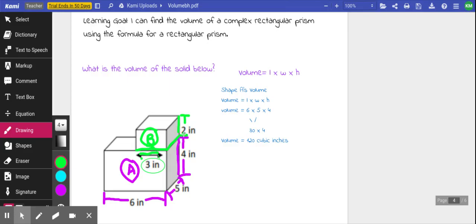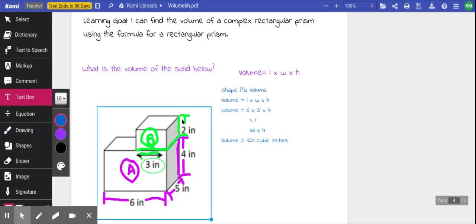Now, the width, there's nothing marked there for the width. If you can see, nothing is marked there. But if you look at shape A, is the width the same as shape B? Yes. The width dimensions are exactly the same. So we know, based on looking at the width of shape A, that shape B's width is also 5 inches.